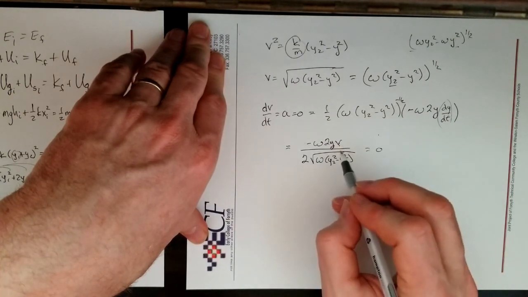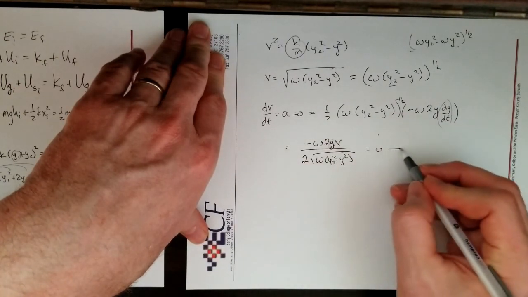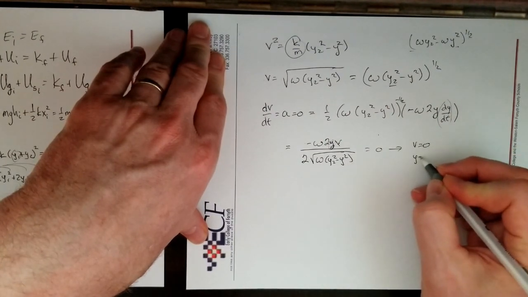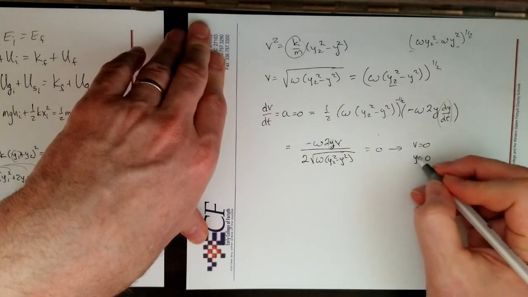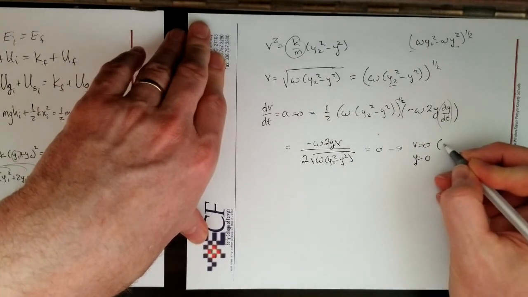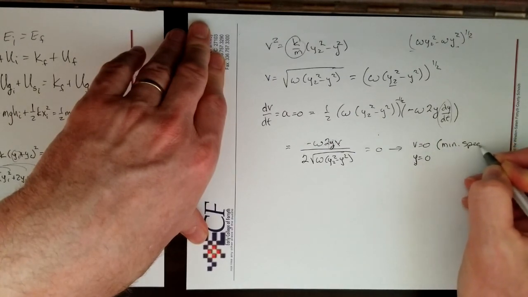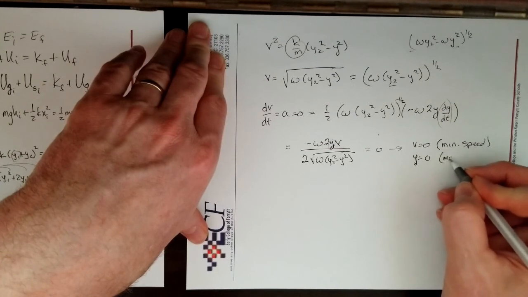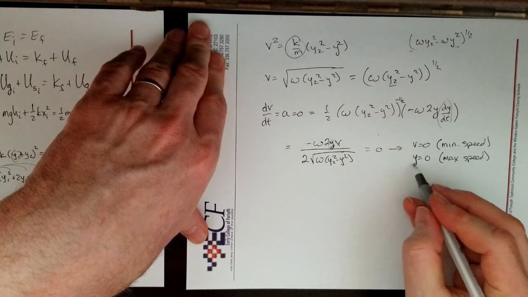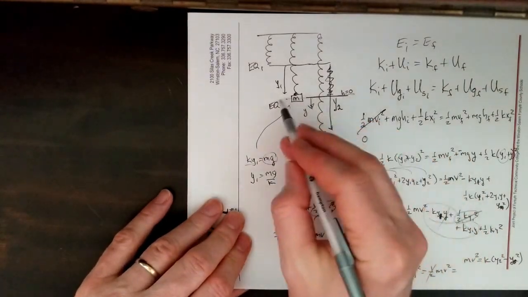Or we take the point when y is equal to 0. So this equals 0 when v equals 0, or when y equals 0. If v equals 0, this is actually a minimum speed. When y equals 0, that is the maximum speed. You can go through the calculus and convince yourself. But y is equal to 0. Remember, y is defined as the distance from this equilibrium position.